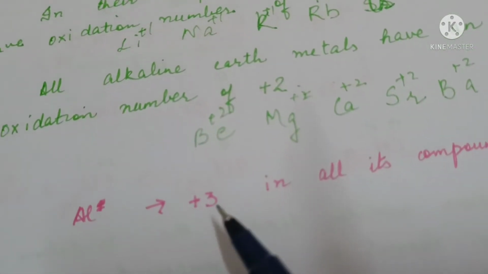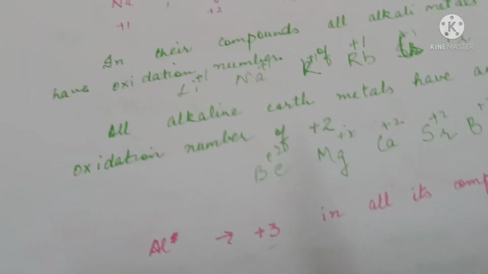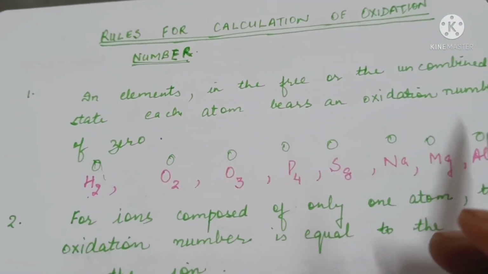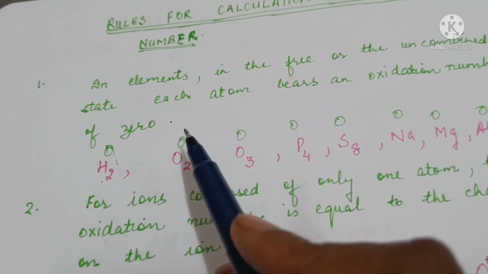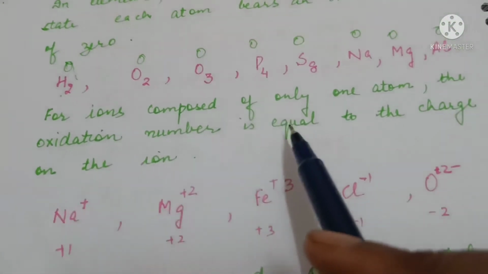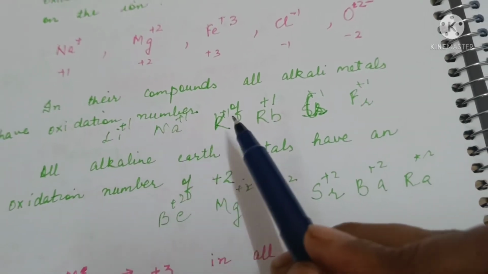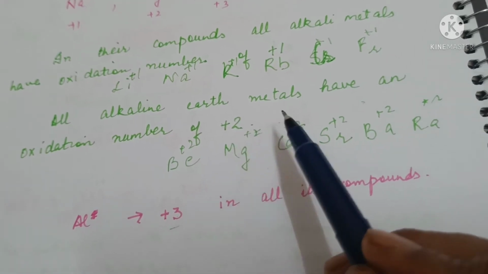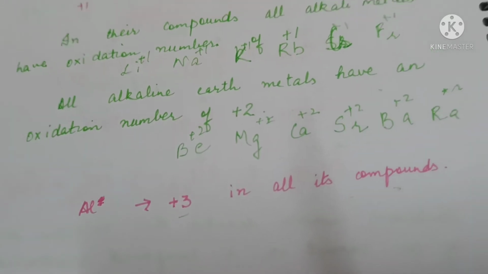And aluminium will have an oxidation number of +3 in all its compounds. So let's recap. In elements in the free and uncombined state, each atom bears an oxidation number of 0. For ions, the oxidation number will be the same as the charge, and in their compounds, alkali metals will have an oxidation number of +1, alkaline earth metals an oxidation number of +2, and aluminium will have an oxidation number of +3 in all its compounds.